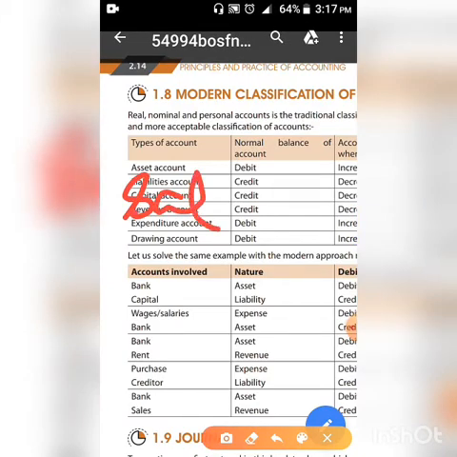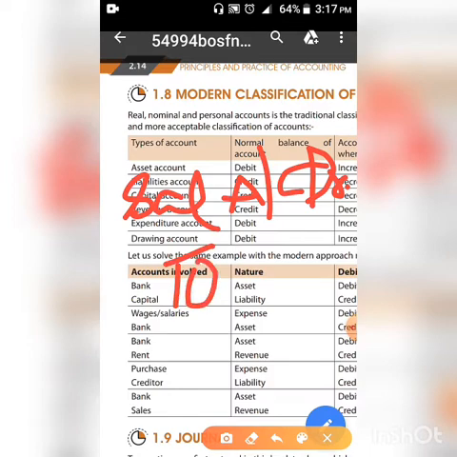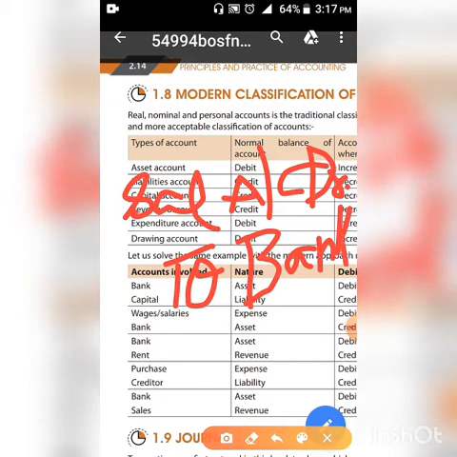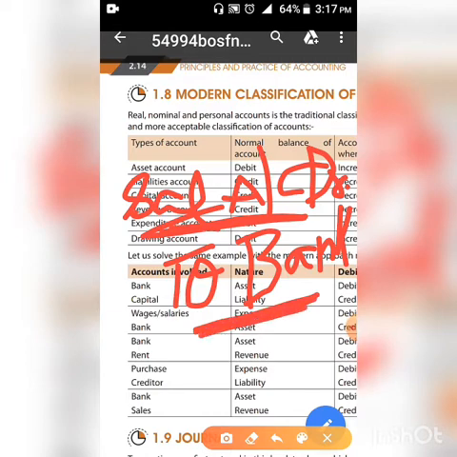salaries account debited to bank account. Since salary is an expense, it is debited. A salary is an expense for us, so it is debited, and we are the giver, so our bank account is credited. Okay.